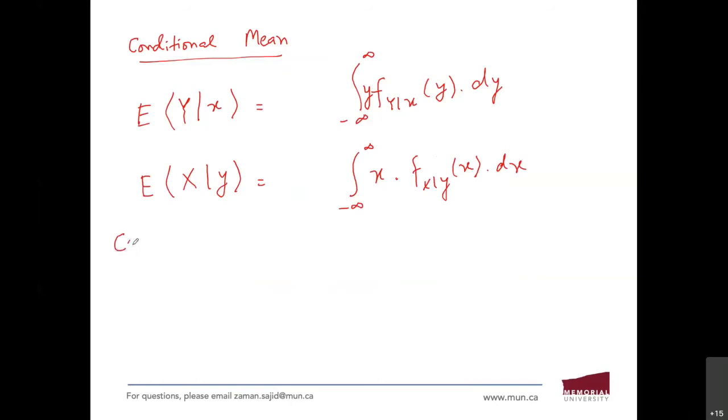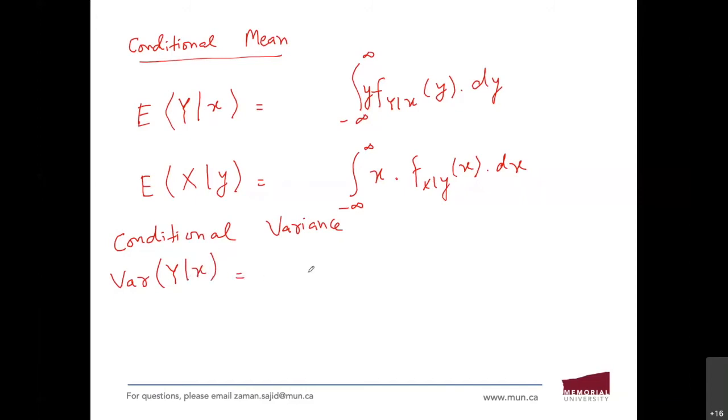Now the conditional variance of y over x.